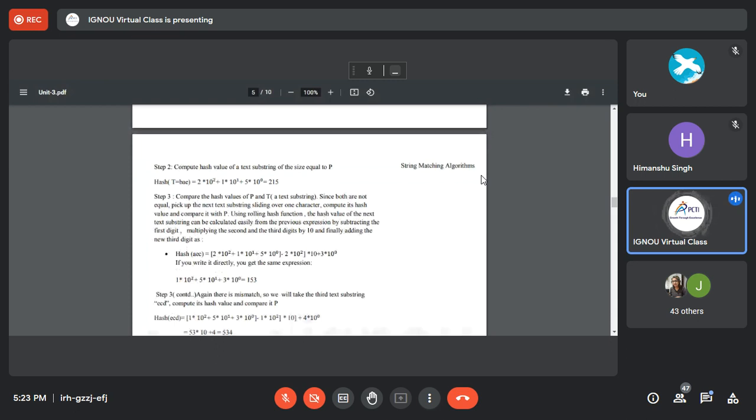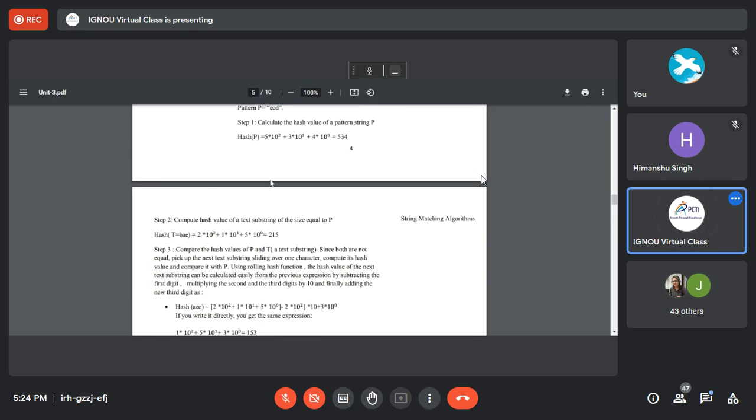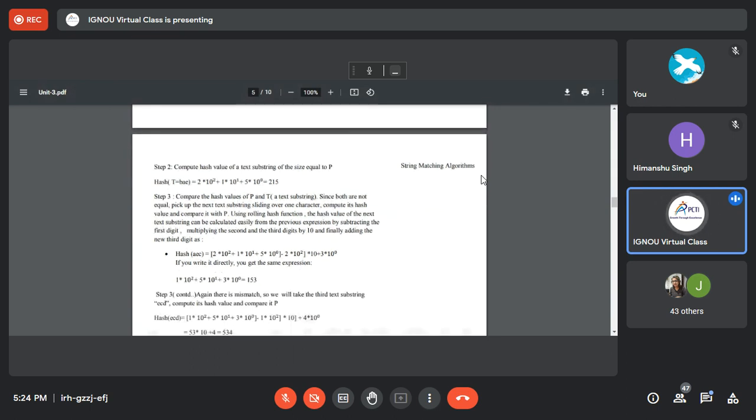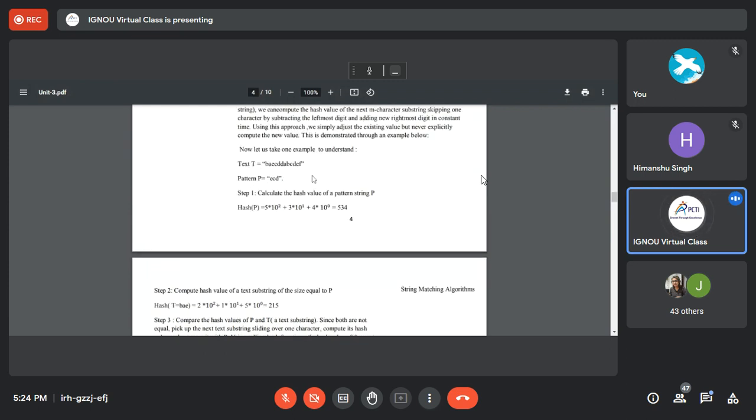When we compute the hash of 534 and the hash of this substring, we got the values 534 and 213. Since both are not equal, pick up the next text substring. So the next text substring is AEC. We have to find the hash value for AEC. The AEC value is 153. Again, it's not matching. Now we have to pick the next.